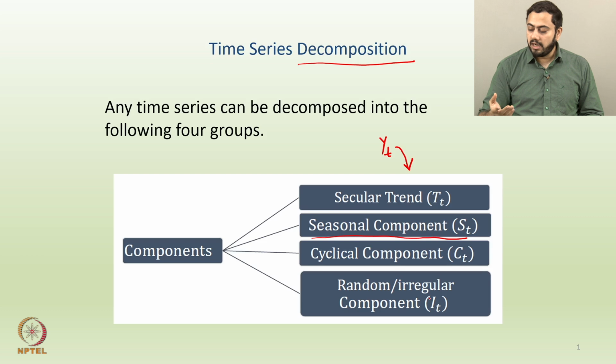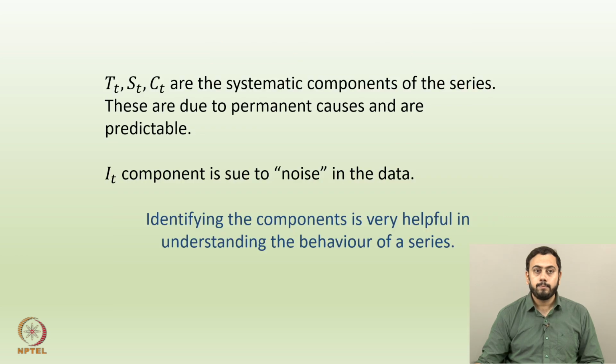Alright. So, now we will describe each and every component in a bit more detail, so as to understand what goes inside a particular time series process, or what exactly a particular time series process is composed of. Just to move a step ahead, out of all the 4 components, the first 3, Tt, St and Ct, so trend, seasonality and cyclicality, are called the systematic components of any series. Why systematic, you may ask? Systematic because these are due to some permanent causes and are predictable.